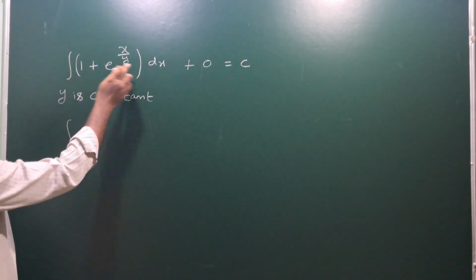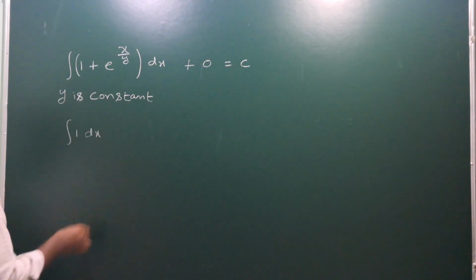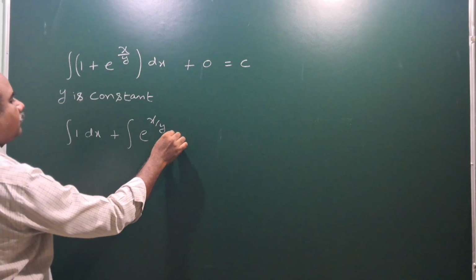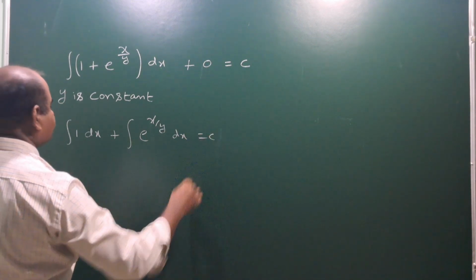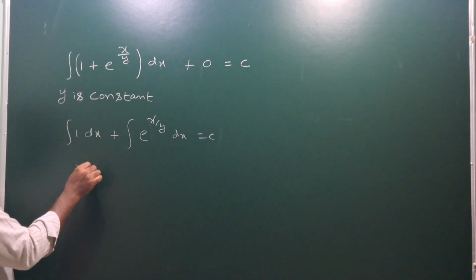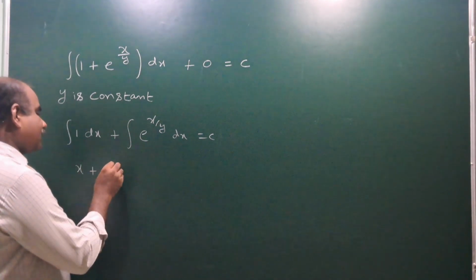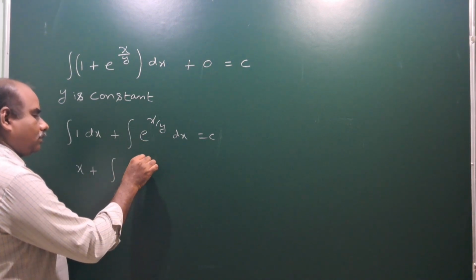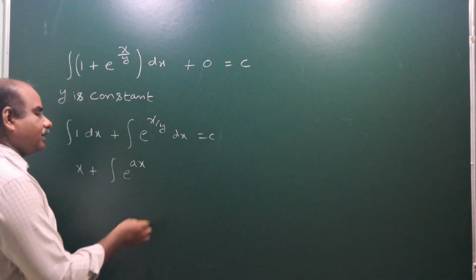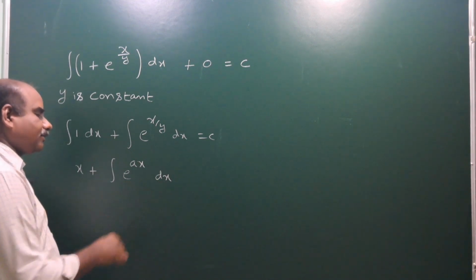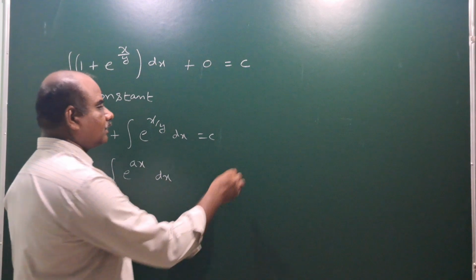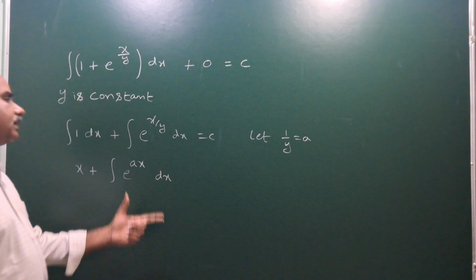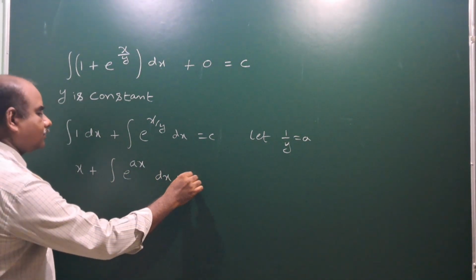Here integral 1 dx plus integral e power x by y dx is equal to c. We know that integral 1 dx is nothing but x, and let us assume 1 by y as a. Then it is in the form integral e power ax dx. Let 1 by y is equal to a. Therefore the integral is like this, is equal to c.